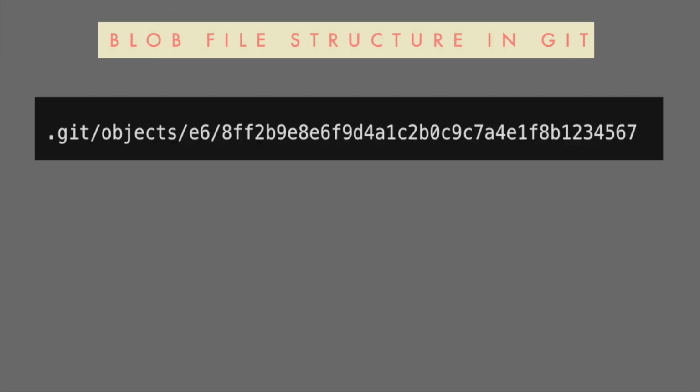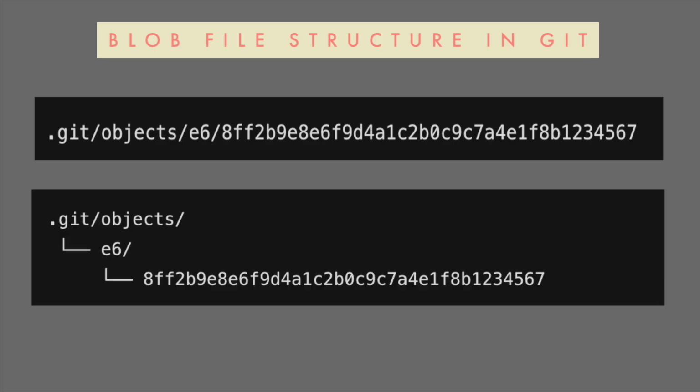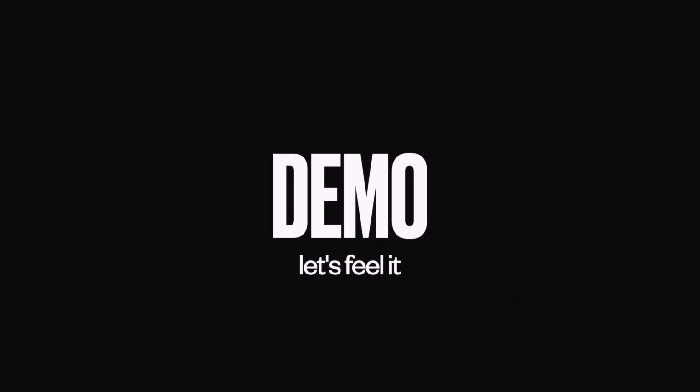So whenever a file gets hashed and a hash is generated, the first two characters of that hash are used to create a directory, and the remaining characters are used to create that hash file, right? As you can see on my screen. Now, I actually wanted to give you a demo so that we can understand this in much more detail, and we can feel that whatever we discussed is actually happening.